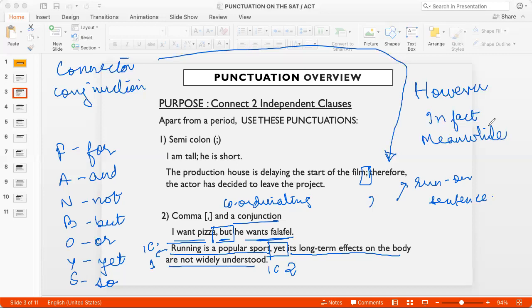So that is a very important distinction because, as I said, there will be questions like the sentence, the production house is delaying the start of the film, where they'll put a comma after film, creating a run-on error and expect you to correct it.